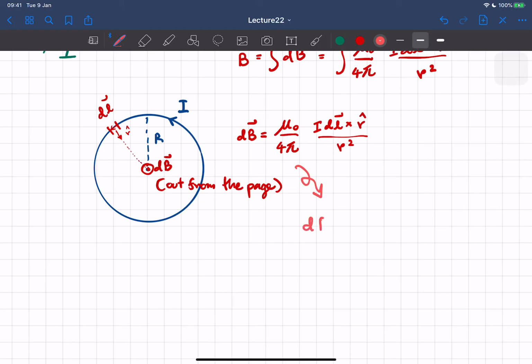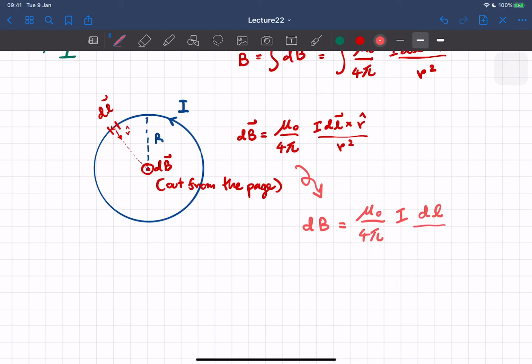So dB, right? No vector sign here because we already know the direction already. So it's mu 0 divided by 4 pi, and current I stays here, dl stays here. And the cross product to the unit vector r is just gone, because that's used for figuring out the direction already. So we don't need to repeat that here. And then divide by r squared.